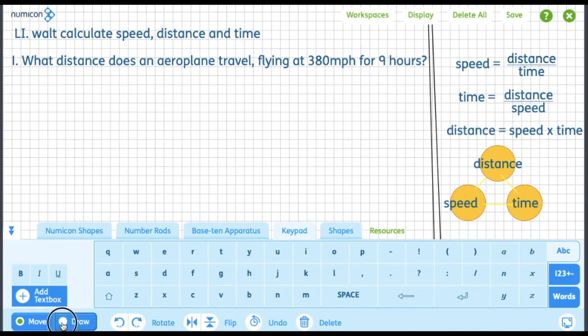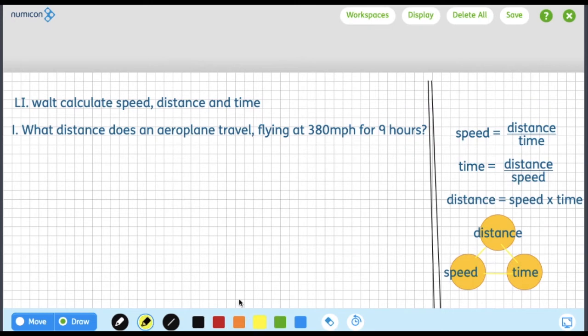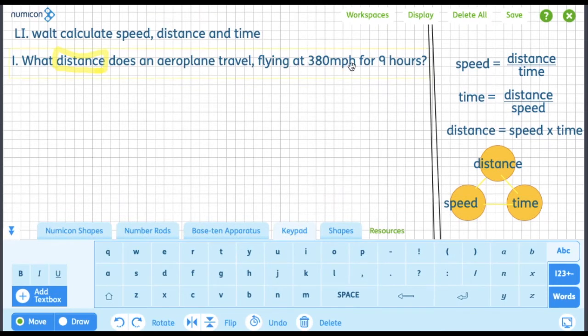So I think the first thing we need to look at is what is it asking us? So it says what distance, okay? So we know that we're trying to calculate the distance. So what distance does an airplane flying at 380 miles per hour for 9 hours? So the important information is the speed is 380 miles per hour. Miles per hour is really important because it tells us the units we're using, and the time is equal to 9 hours, okay?